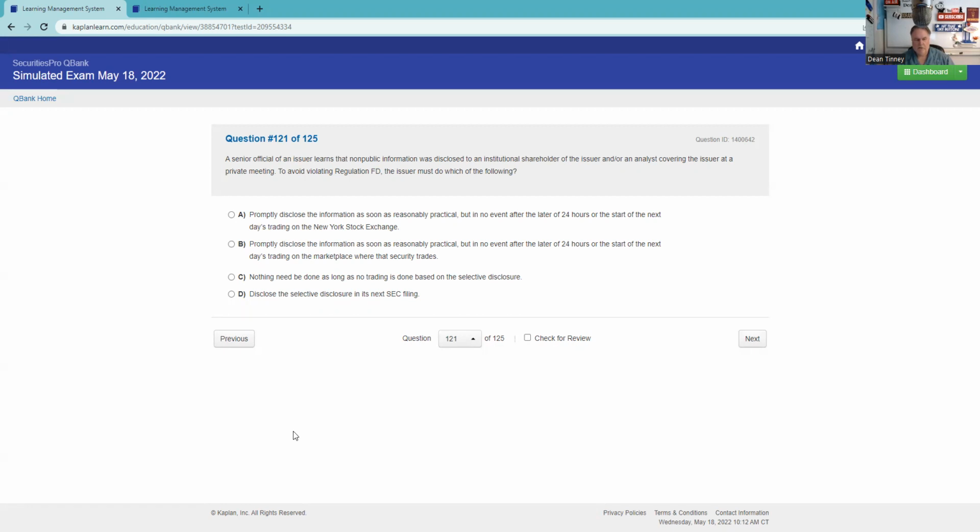So disclose the selective disclosure. It's either going to be A or B. One says the start of the next trading day on the New York Stock Exchange. Choice B says wherever their market center is, whether it's New York or NASDAQ. I'm going to go for B because that seems to be a better answer than A. But 24 hours is testable, and it's called an 8-K.